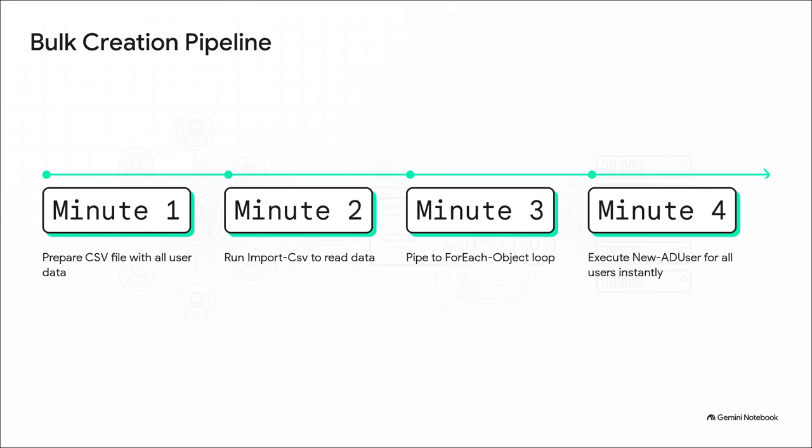Check this out. You start with a simple CSV file, names, departments, titles. Then you use Import-Csv to read that file, and you use the PowerShell pipeline to send that data right into a ForEach-Object loop. Inside that loop, New-ADUser runs automatically for every single row in your spreadsheet. 100 perfectly configured accounts created in literal seconds.